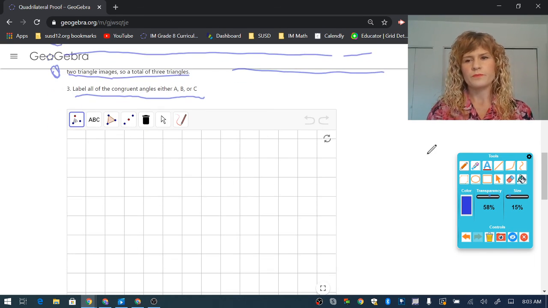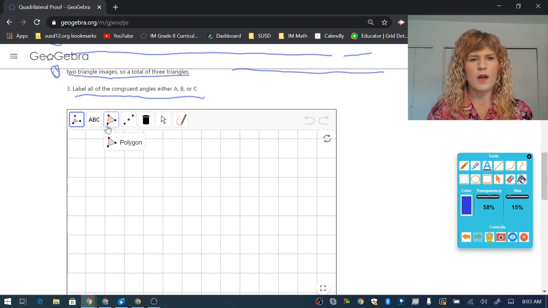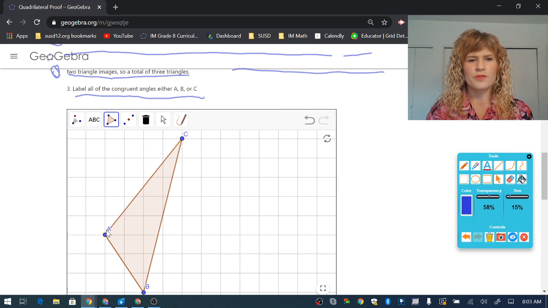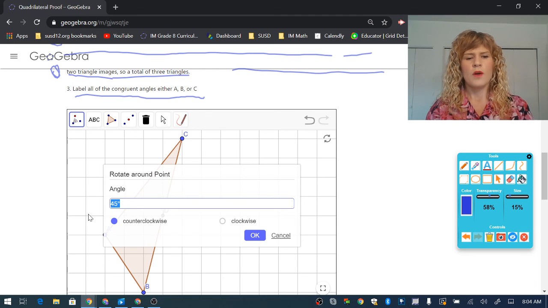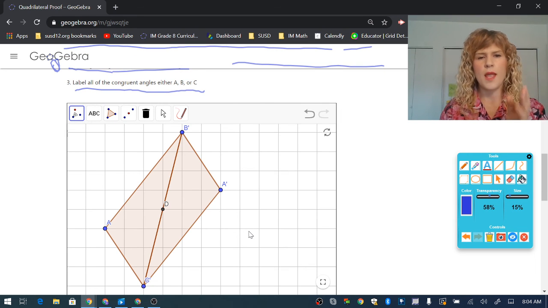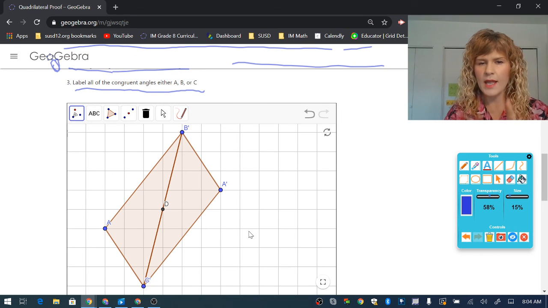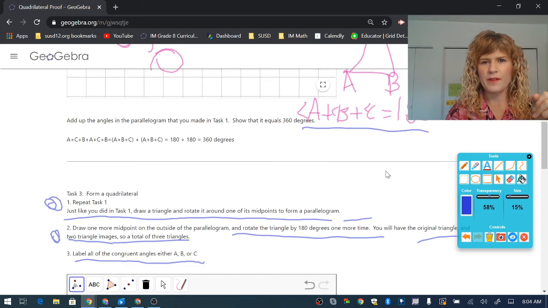Okay, let's do it. Let's draw our triangle with the polygon tool. Try to get yourself some kind of wonky looking triangle so you can easily distinguish the sides and angles. Midpoint tool. Click anywhere on the line and it gives you the midpoint. Rotate around point, click the polygon, click the point, 180 degrees. Ding! There is a parallelogram just like our other parallelogram.